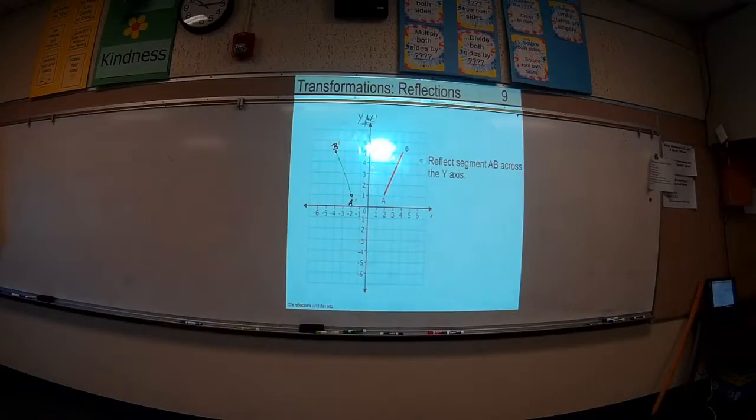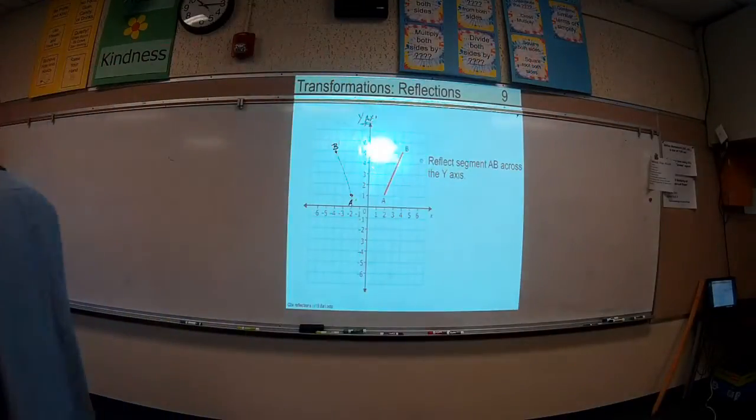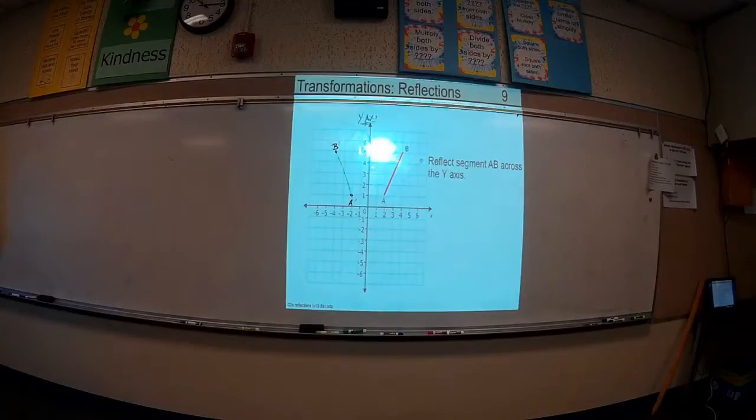Connect those dots. Did it get weird? Yeah. It does, okay. Good. Where's your line then? The one we just did, this one, number 9? Good. Label it with A prime and B prime.